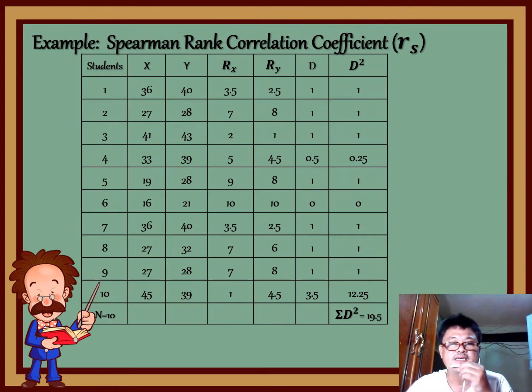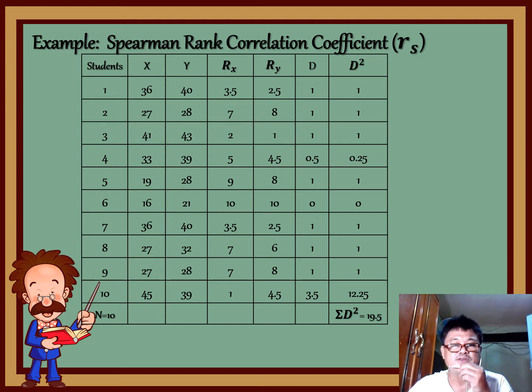Now in the next table, you will see this is the computation or how you're going to compute the R sub S or the Spearman rho, which is also known as the Spearman rank correlation coefficient. Now, supposing we have 10 students here, so n is equal to 10.